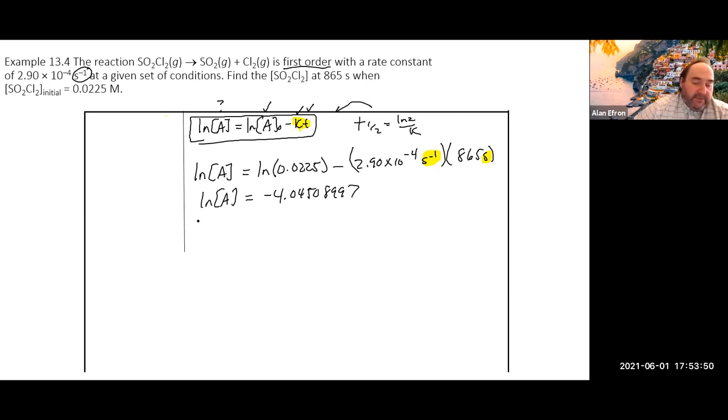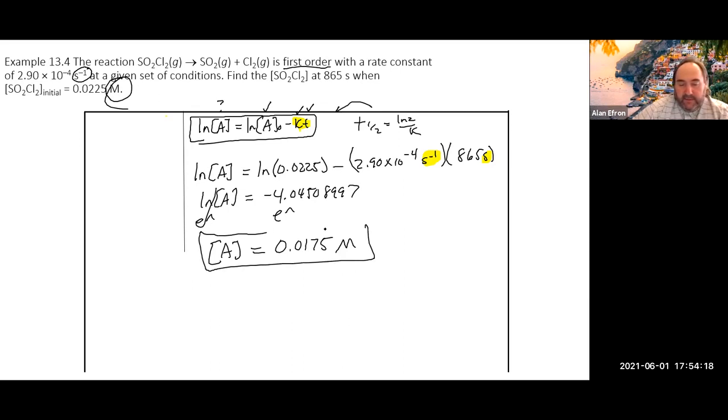And to get rid of that natural log there, we're going to e both sides. Remember, when we do that on this side, we are just left with the concentration. And if we take that e there, we are going to end up with 0.0175. The units here would be the same as this one, which would be molarity in this particular case. Any questions on that calculation there?